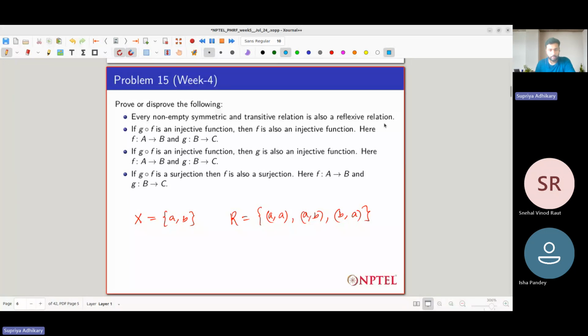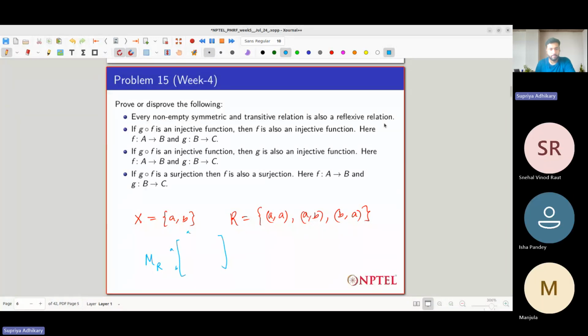Now we consider the matrix corresponding to this relation, so that will be basically like this. So corresponding to A and B, AA is there, AB is there, and BA is also there, but BB is not there. So this is the relationship matrix. And the statement was that every non-empty symmetric and transitive relation is also a reflexive relation.